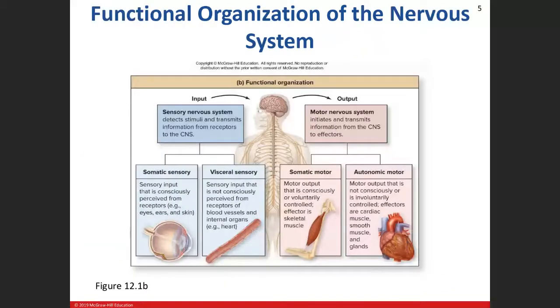So here's a picture of the functional organization. You've got the sensory nervous, motor nervous, somatic sensory, that's conscious perception. And then you've got visceral sensory, that's not consciously perceived. Then you've got somatic motor, this is voluntarily controlled. And then autonomic motor is not consciously controlled, or involuntarily controlled.